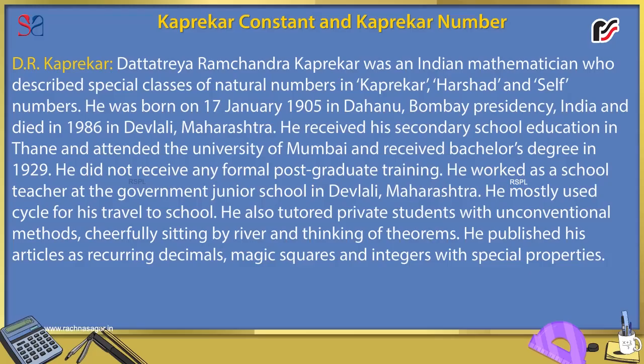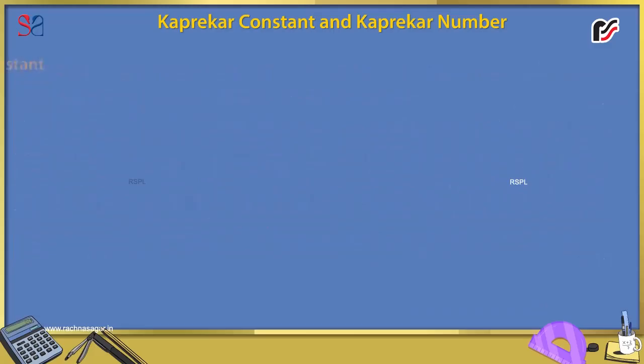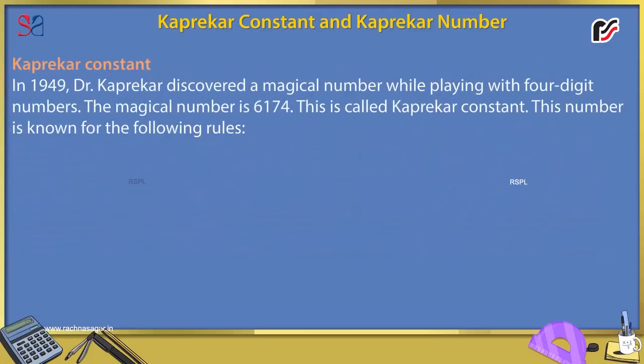He published his articles on recurring decimals, magic squares, and integers with special properties. Kaprekar constant. In 1949, Dr. Kaprekar discovered a magical number while playing with 4-digit numbers. The magical number is 6174. This is called the Kaprekar constant.